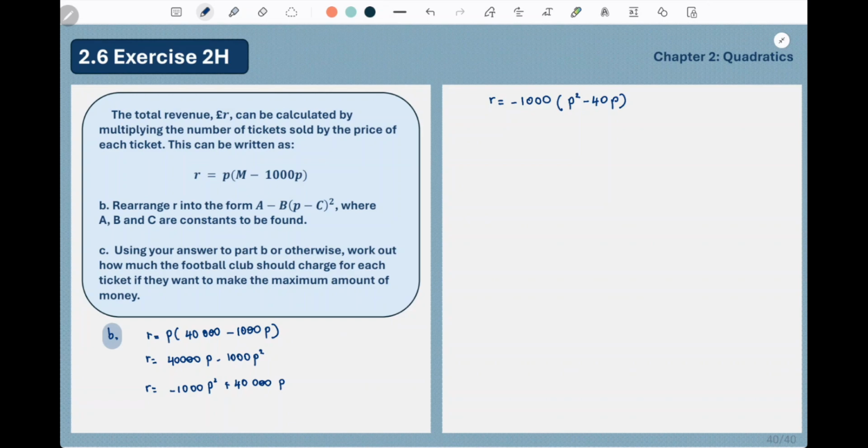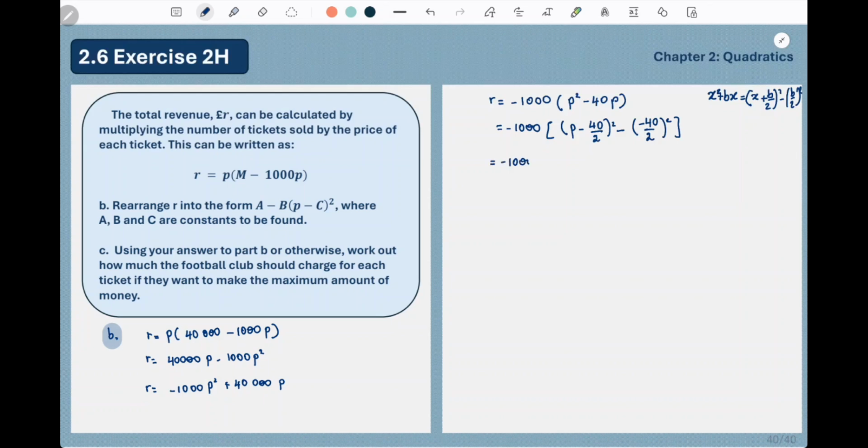Now we can actually use the formula that we have. The formula says if you have x squared plus bx and you want to complete the square, you can do (x plus b over 2) squared minus (b over 2) squared. So in this case, my b is minus 40, so b over 2 is minus 40 over 2. So it becomes minus 1,000 times ((p minus 40 over 2) squared minus (40 over 2) squared). Easy and simple.